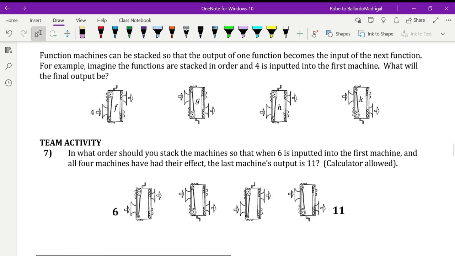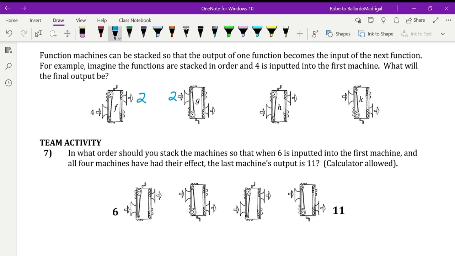Okay, so function machines can be stacked so that the output of one function becomes the input for the next function. For example, imagine the functions are stacked in order and 4 is inputted into the first machine. When we plugged a 4 into F, what was the output? You guys should have that. What was the output? 2. So 4 goes into F, we get a 2. And then what did we plug into G? Look at your work. We did G of what? G of 2. So we took that 2 and we plugged it into G.